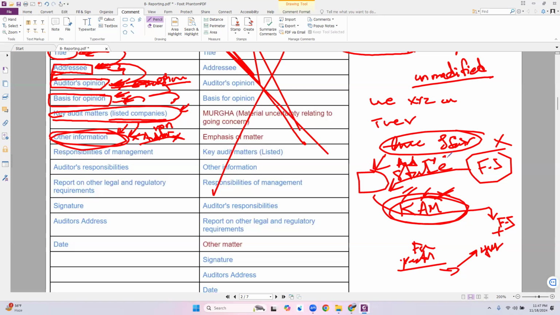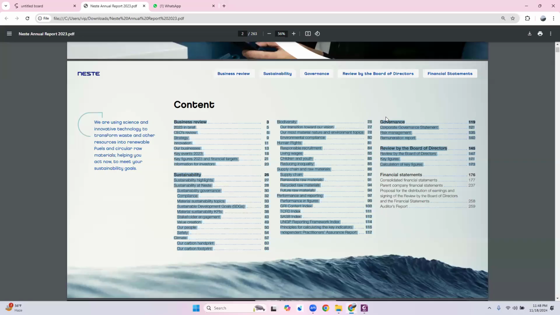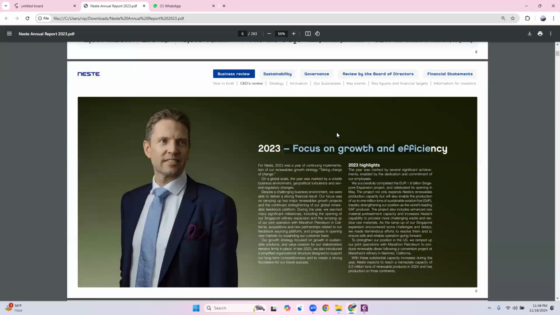No. And the auditor is not required to audit these financial statements under the auditing standards. The auditor does not have to do this. But the fact is, what if I show you a very important thing? Look at what is written here: the CEO's review. This is a statement that has been given by the CEO of Nestle.